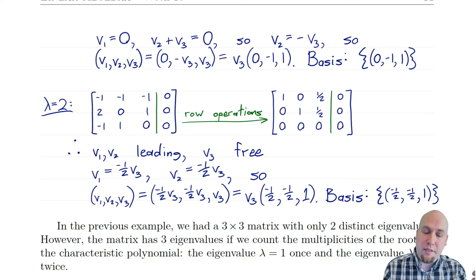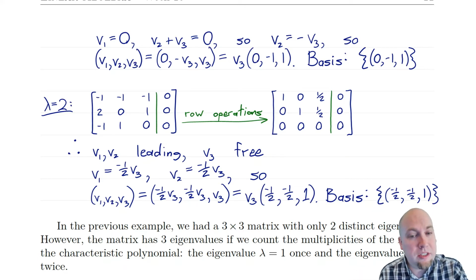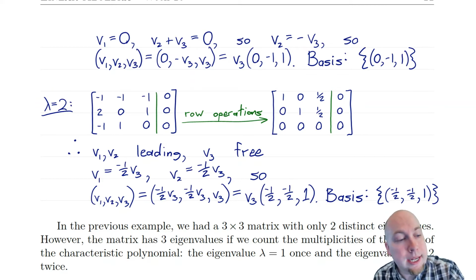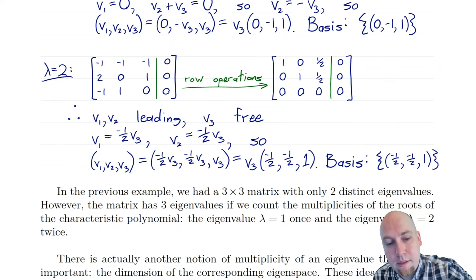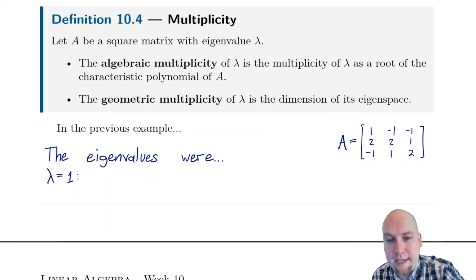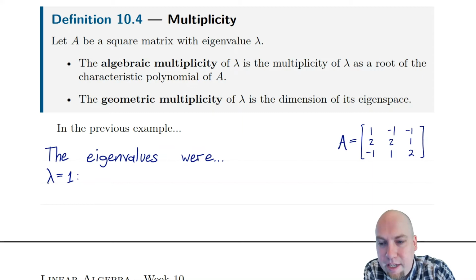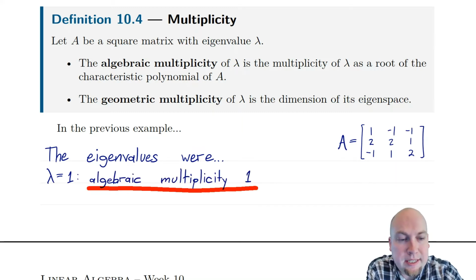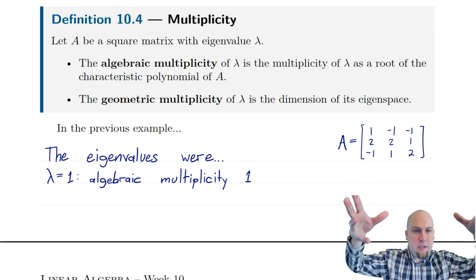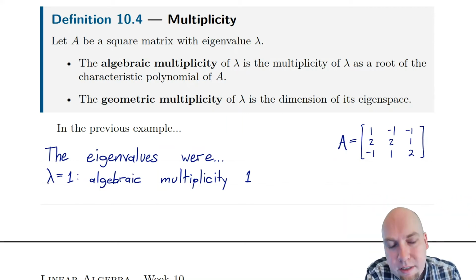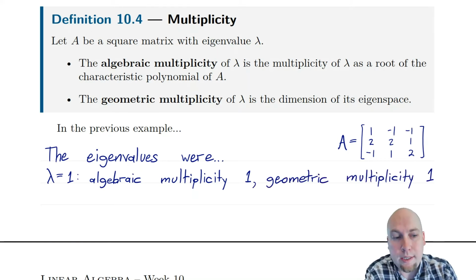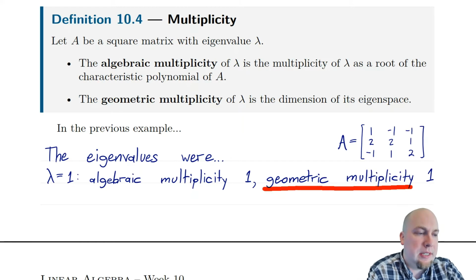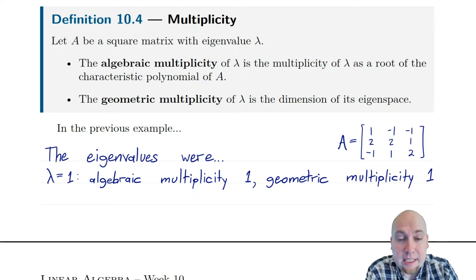It only has one vector, so that eigenspace is one-dimensional. So the geometric multiplicity of lambda equals 2 is also 1. Okay, so let's write this all down. In the previous example, this matrix that we talked about the eigenvalues of just a second ago, the eigenvalues were lambda equals 1 and lambda equals 2. For lambda equals 1, the algebraic multiplicity was 1, because the lambda minus 1 term only occurred as a factor in the characteristic polynomial just once. Lambda equals 1 was just a root once. And the geometric multiplicity was also 1, because the eigenspace was one-dimensional.